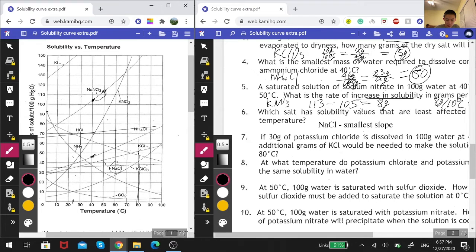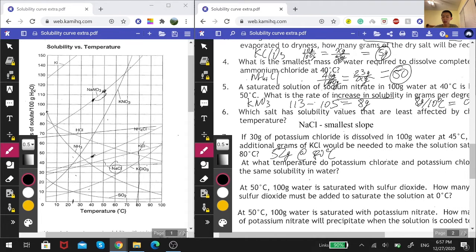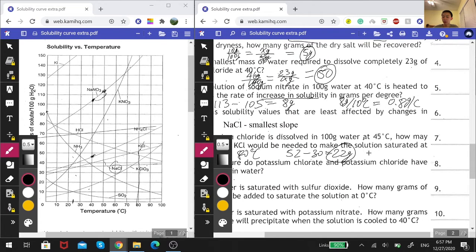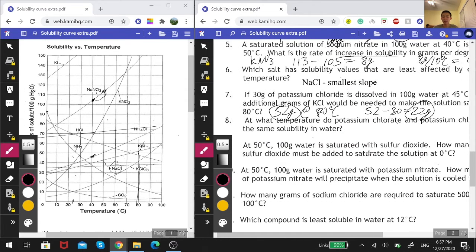KCl at 80 degrees Celsius is approximately 52 grams. Now we have 30 grams. We're given 30 grams. So how much more do we need to get to 82 grams? We simply subtract 30 from 52, which gives an answer of 22 grams. We still need 22 more grams in order for the solution to be saturated at 80 degrees Celsius.